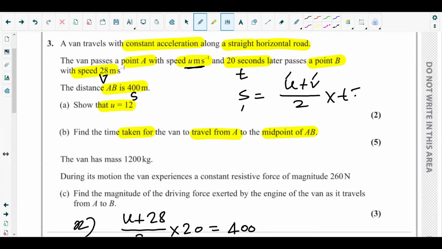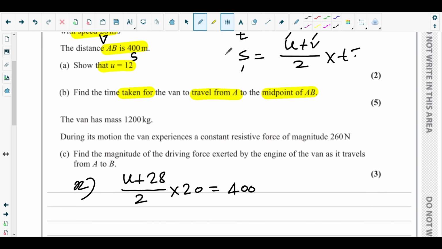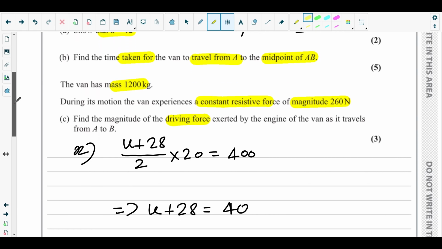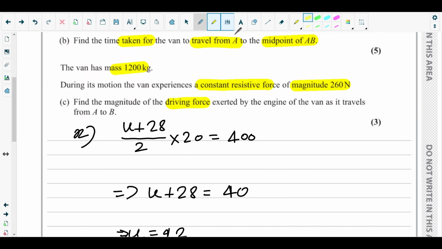Fine. Next is part C. What they have asked in part C: the van has mass 1200 kg. During its motion, the van experiences a constant resistive force of magnitude 260 Newton. That means it is resisting the motion of the van. So part C asks to find the magnitude of the driving force exerted by the engine of the van as it travels from A to B.